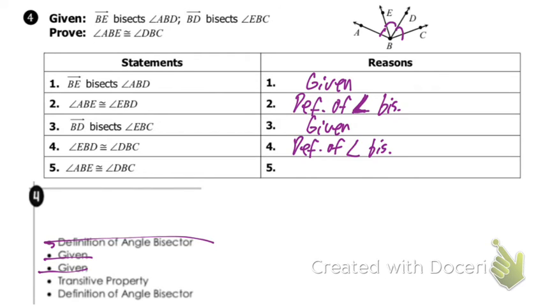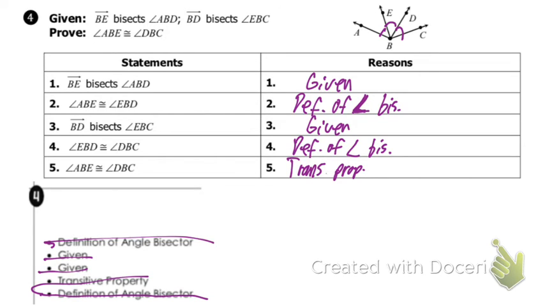Yes. And what property can get us there? Transitive. Could we also use substitution? Yes, you betcha, as long as we clarify. Angle EBD is congruent to DBC, or you could say either one. Are they all congruent to each other? Yes. So as long as you put either number 2 or number 4 in there for what you're substituting, it can be accurate. Questions on 4?